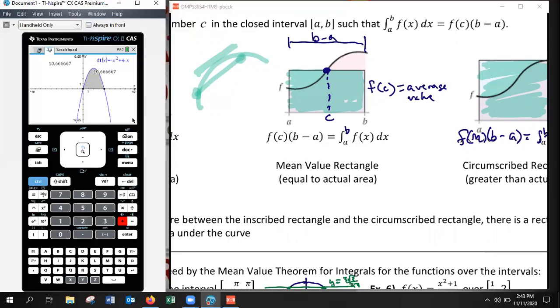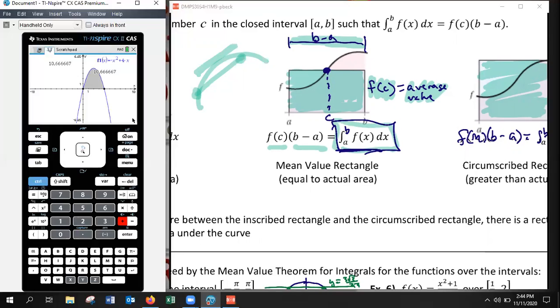So how does this mechanically work? We have our definite integral, the integral from a to b of f of x dx. Obviously, that's that pink region that I was shading. And it's going to be the area of the rectangle. The horizontal distance is b minus a. The vertical distance is f of c. And that f of c has a special name called the average value. We'll talk about that in a moment. So f of c times b minus a equals the definite integral.